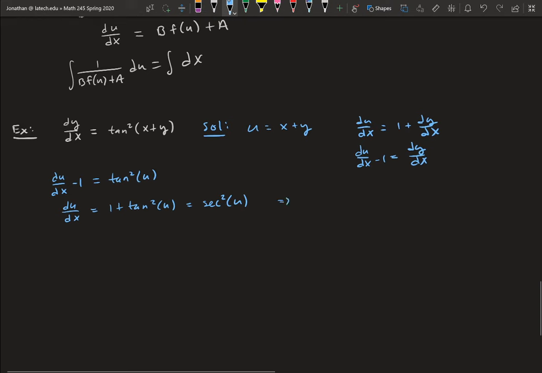So we have the differential equation. We can separate it: du over secant squared u equals dx. And now integrate both sides, on the left with respect to u, on the right with respect to x. It's a separable equation now. So we're integrating on the left. What's 1 over secant squared?